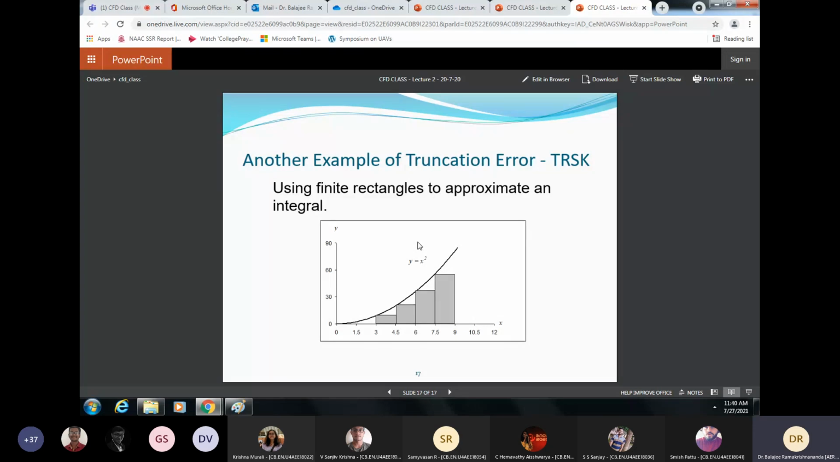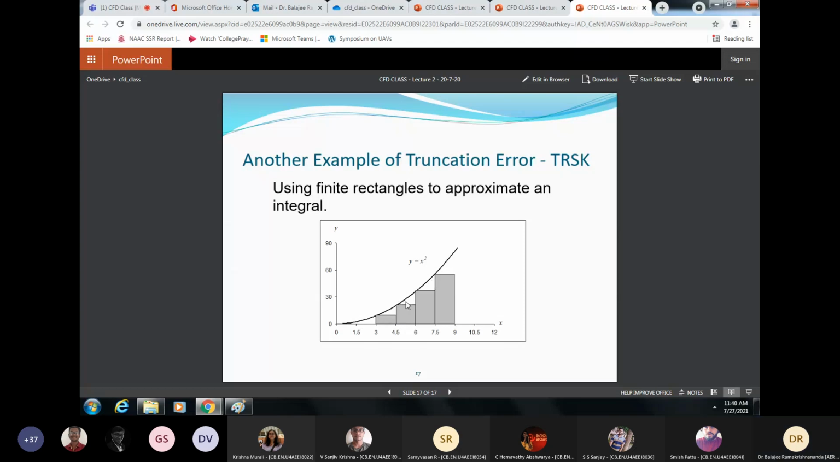Another example of this truncation error, which is more easily understood, is using finite rectangles to approximate the integral. You have a curve. This is easy: y is equal to x squared, you integrate and find out. But let's say a very complicated curve which cannot be integrated easily. How do you find the area under that? You have rectangles and you sum up the rectangles and say that is the area. But then what about these white triangle-like shapes here? Those are all the errors. So the area we compute will be less than the actual value by this area.